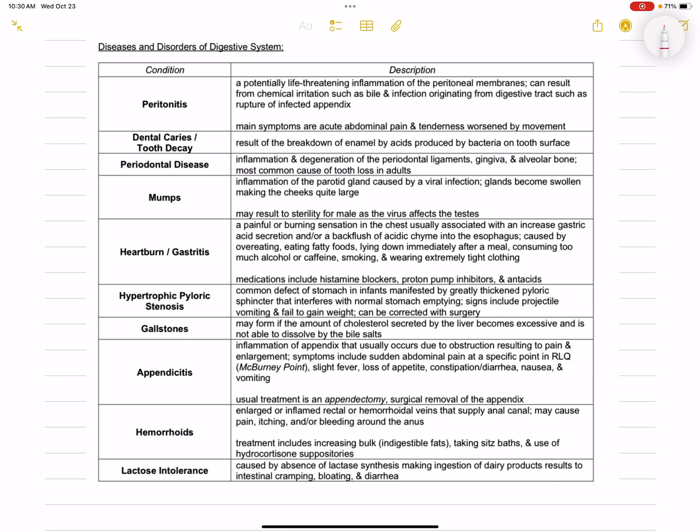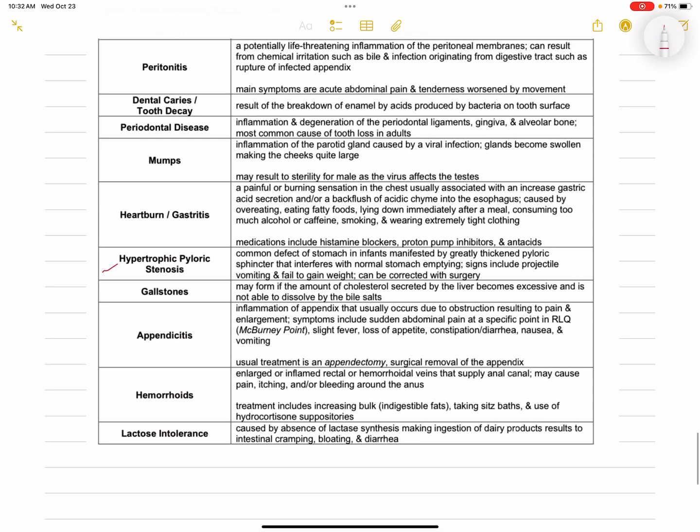So, hypertrophic pyloric stenosis is a common defect of the stomach in infants, manifested by a greatly thickened pyloric sphincter that interferes with normal stomach emptying. Signs include projectile vomiting and failure to gain weight, and it can be corrected with surgery. HPS usually affects babies between 2 to 8 weeks of age, but it can also occur anytime from birth to 6 months. It is more common in males than females, and firstborn male children are believed to have the highest risk.